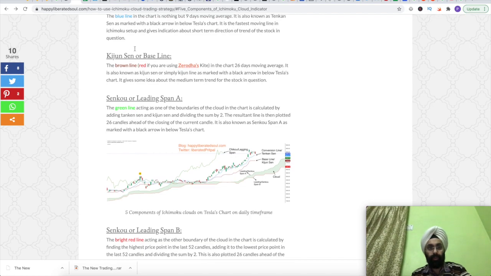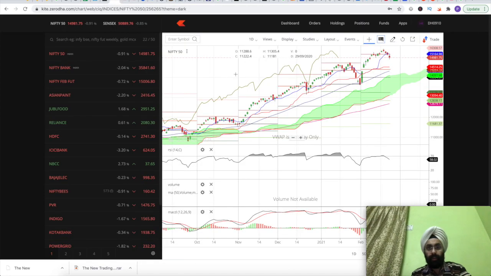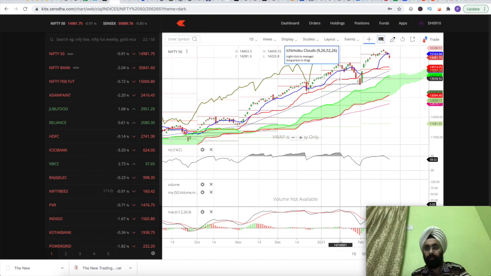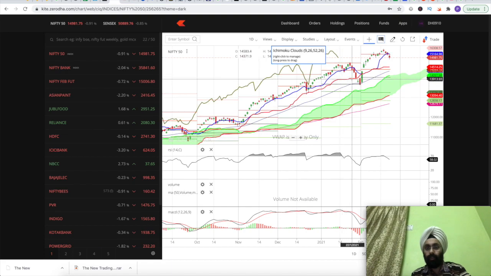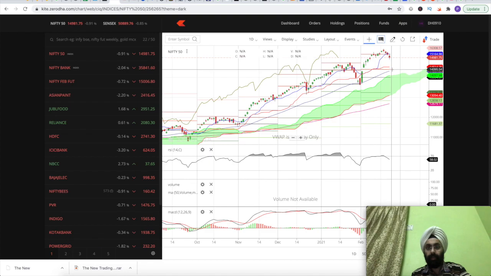And if we see it in Zerodha, it will appear red. Here, this one I am talking about, this red line. This dark blue line is the previous one, the Tenkan-sen, and this red one is the Kijun-sen or the baseline.